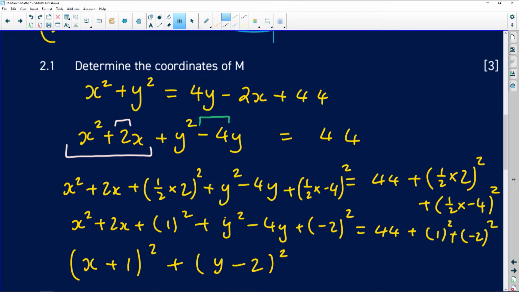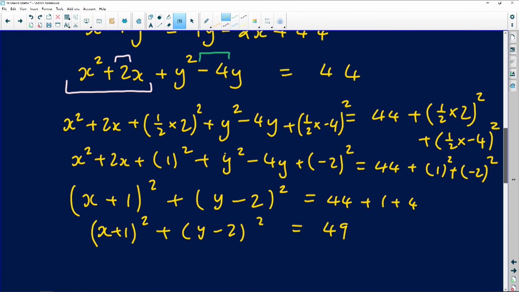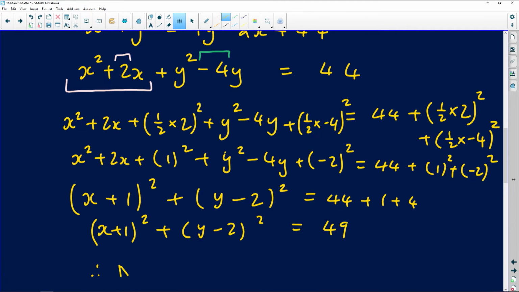So (y minus 2) squared equals 44, right, plus 1 plus 4. 44 plus 1 plus 4. And then you'll notice that if you rewrite this, you then have (x plus 1) squared plus (y minus 2) squared equals, that's actually 49. And then from here you can conclude that the coordinate of the center is minus 1 and 2, and the radius is just going to be the square root of 49, which happens to be the 7 value there.